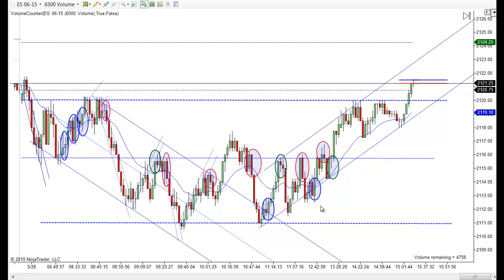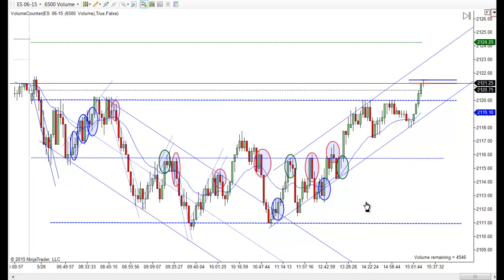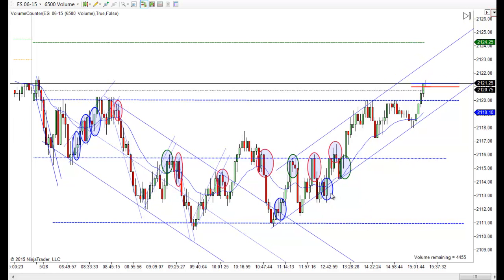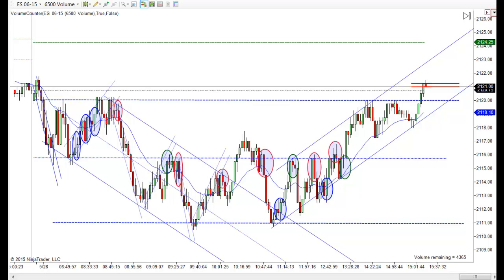But in the end, you were better off playing the range and just being aware of this, so when it came back up here, you didn't get trapped long right there. That's really all that helped you with.